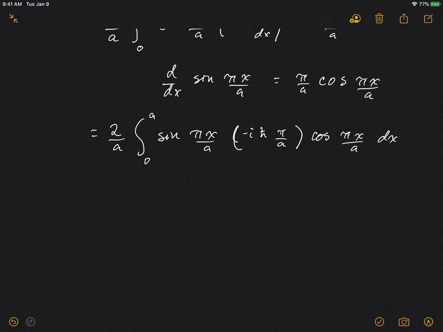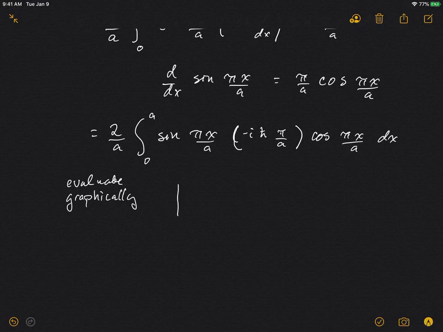Now this is another one of these cases where we can look at this graphically, in that we know what the function sine pi x over a looks like. So we're going to evaluate this graphically, and that first function is going to look a little bit like that.